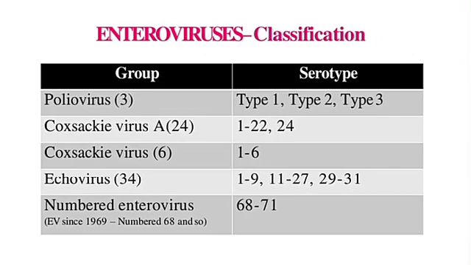Speaking about the serotypes, poliovirus has three types: type 1, type 2, and type 3. Coxsackievirus group A has 24 serotypes, 1 to 22 and 24. Group B has 1 to 6 serotypes. Echovirus has 34 serotypes: 1 to 9, 11 to 27, and 29 to 31. The numbered enteroviruses are 68 to 71.